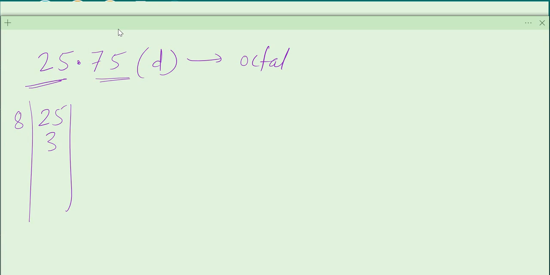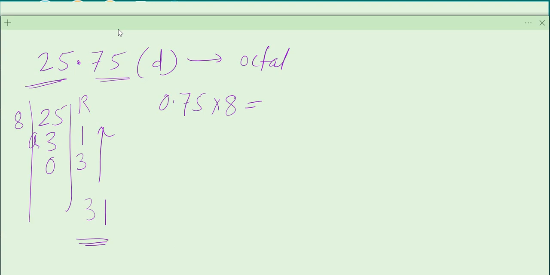8 3s are 24. This is a remainder. This is a quotient. 3 divided by 8, 0. This is 3. So this number becomes 31. So 31 is the integer part of the conversion. Now the fractional part: 0.75 into 8. Let's use the calculator to calculate this.